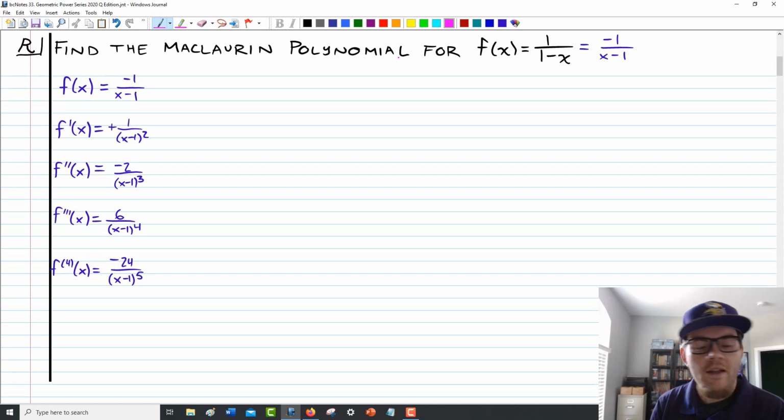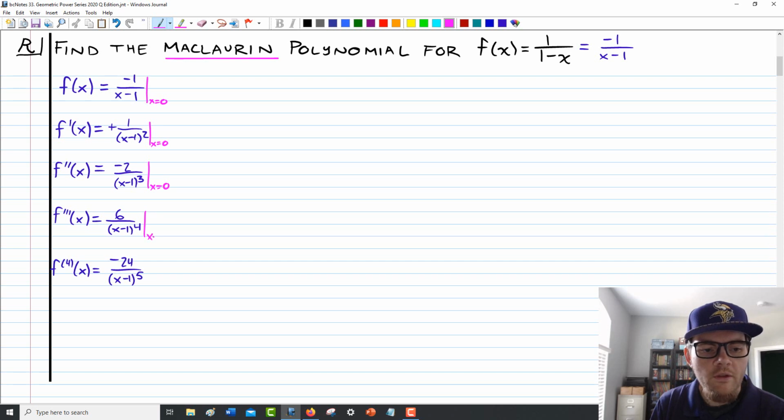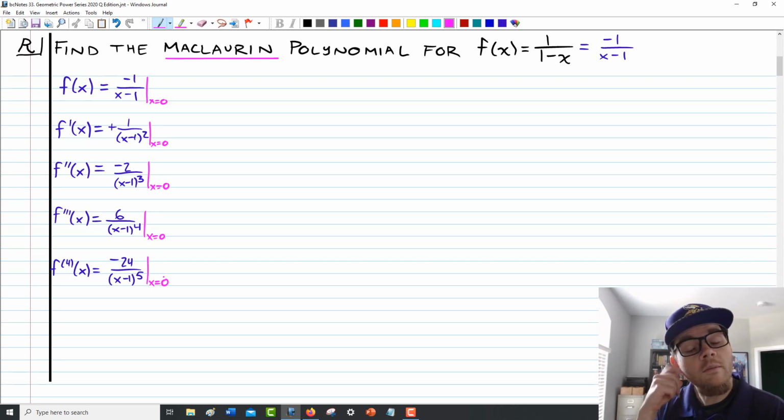Okay, so now that we've found the function and its derivatives up to a certain point, and again, our goal is to write a formula for the very end, but for now we're okay. The next thing we want to do is take advantage of the fact that we're talking about a Maclaurin polynomial, which means we want to plug in x equals 0 to each of these. So I'm going to evaluate this at x equals 0 each time. The reason is we're trying to figure out what those coefficients will be so that the polynomial or series we construct matches the original function, 1 over 1 minus x, at every derivative.